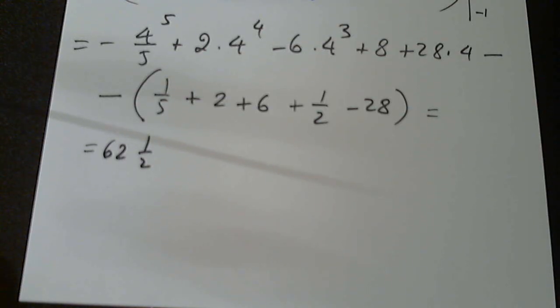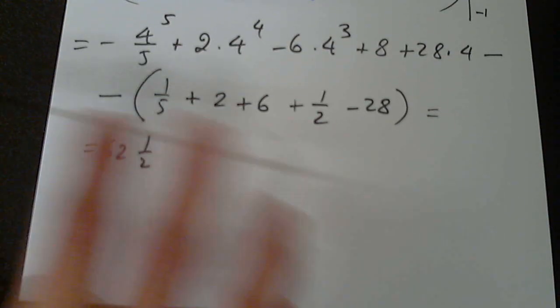Did you check with the calculator? Yes. Okay. And did you get this, or did you get something else? I think I got something else, but that's okay. Maybe I made an error. Anything is possible. Okay. So it happens that this time I'm okay. 62.5.